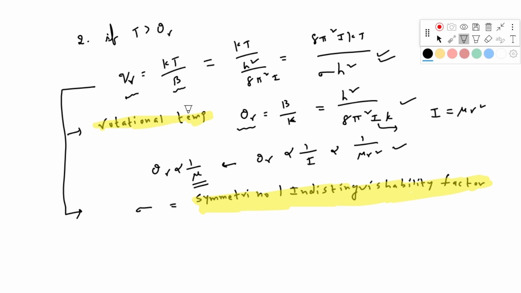Next important thing you have to remember here, the rotational partition function is this, right? Here, what is the sigma value? Sigma is nothing but the symmetry number or indistinguishability factor. How do you calculate this sigma? If you don't know, I will explain it in later videos.